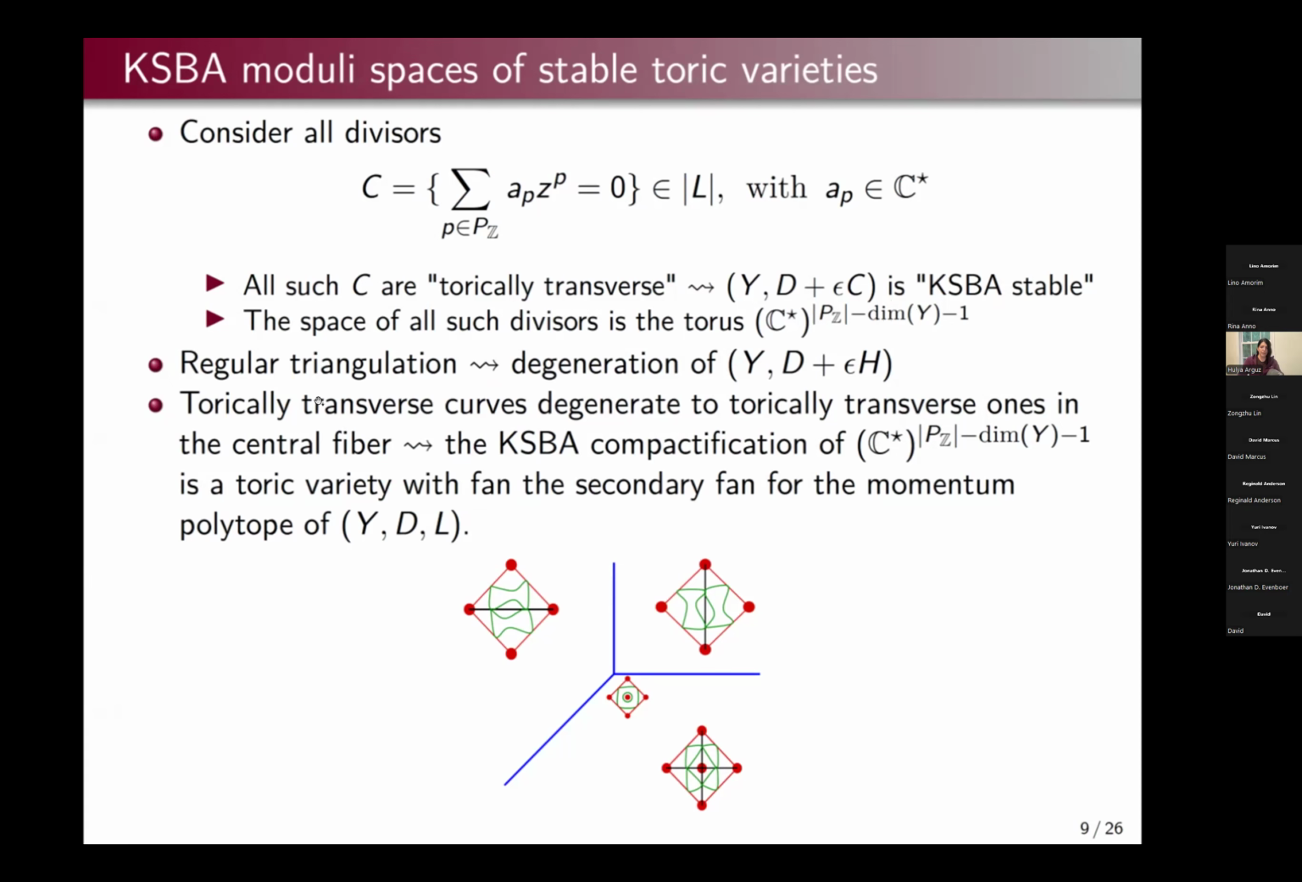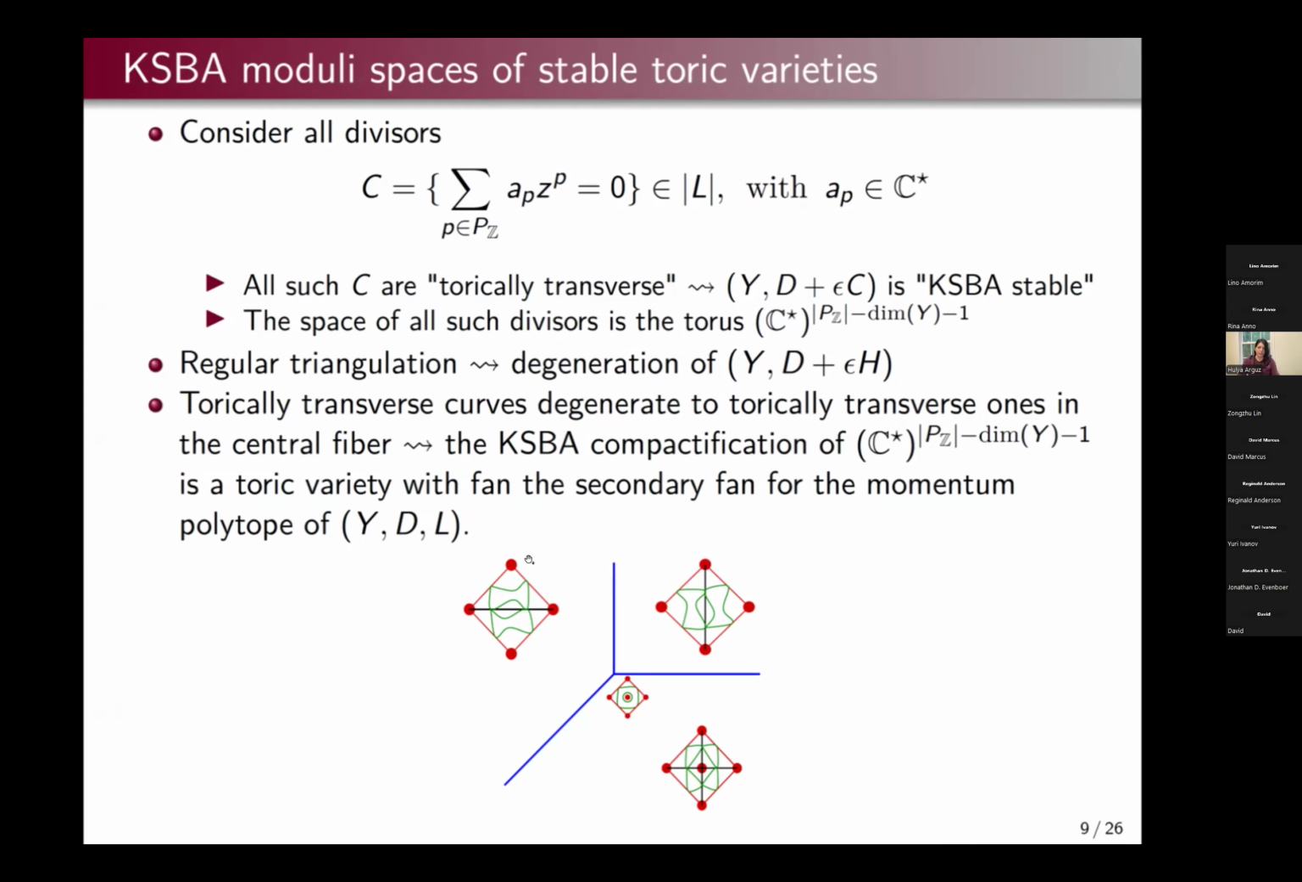And what is shown in this result of Valerie is that if you look at the secondary fan, this determines the toric variety which compactifies this torus C star to this dimension, because each triangulation actually determines the data of a toric degeneration of your variety.